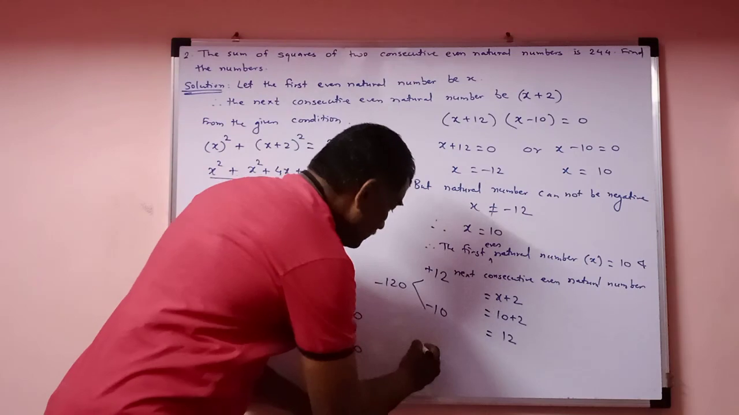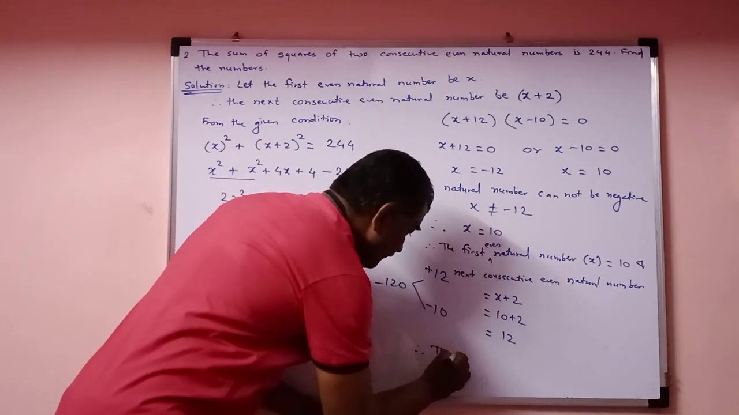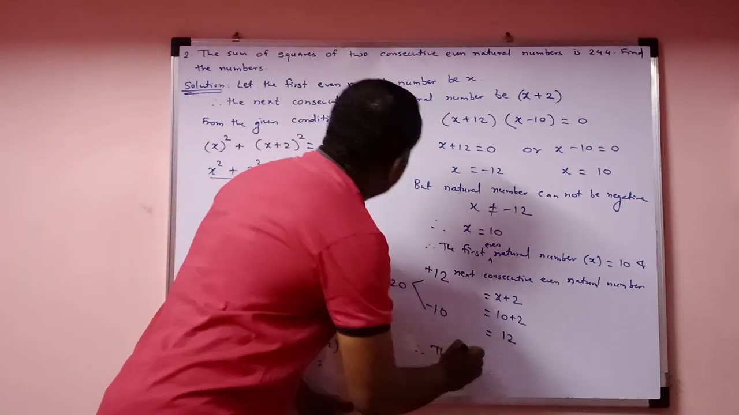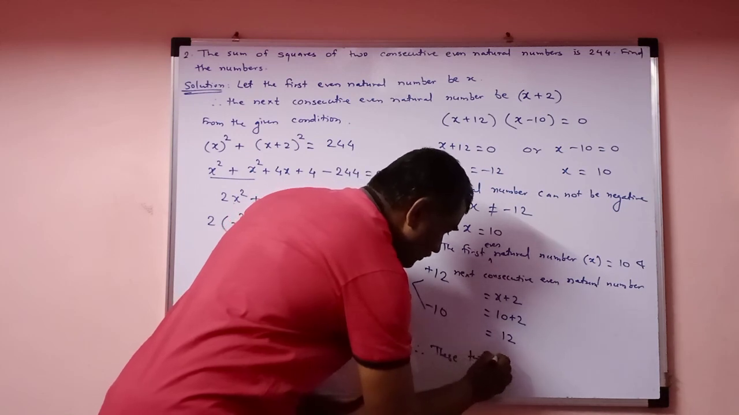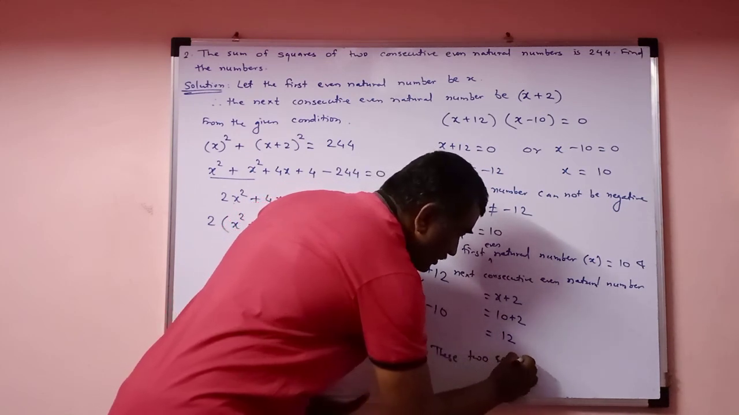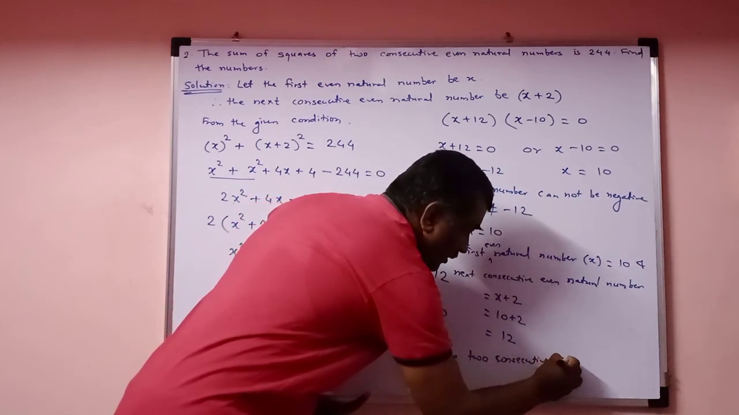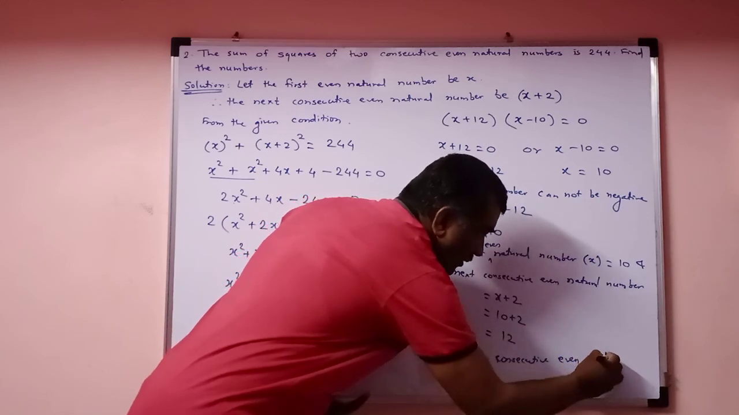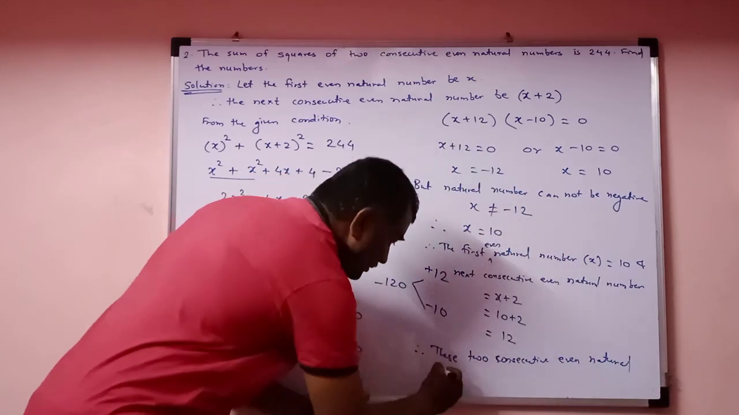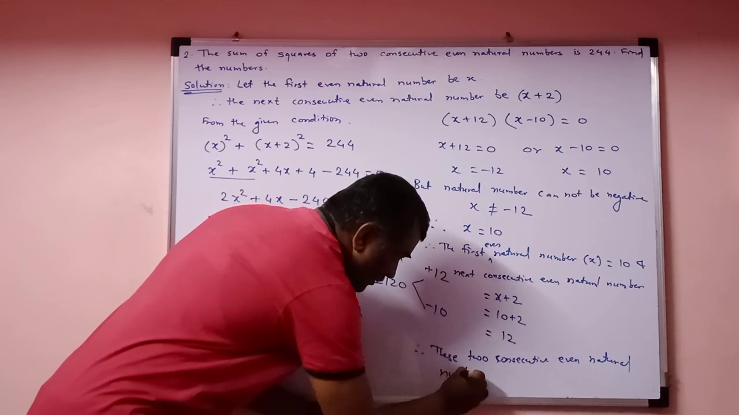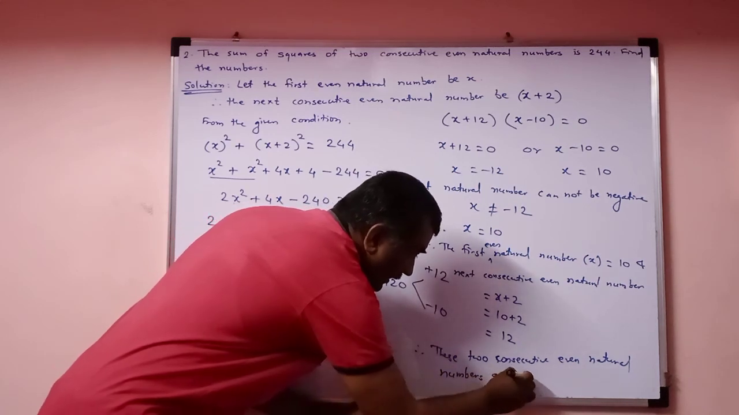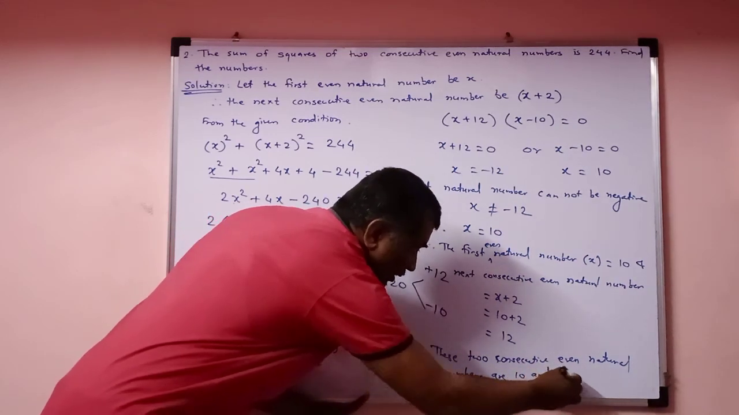Therefore these two consecutive even natural numbers are 10 and 12.